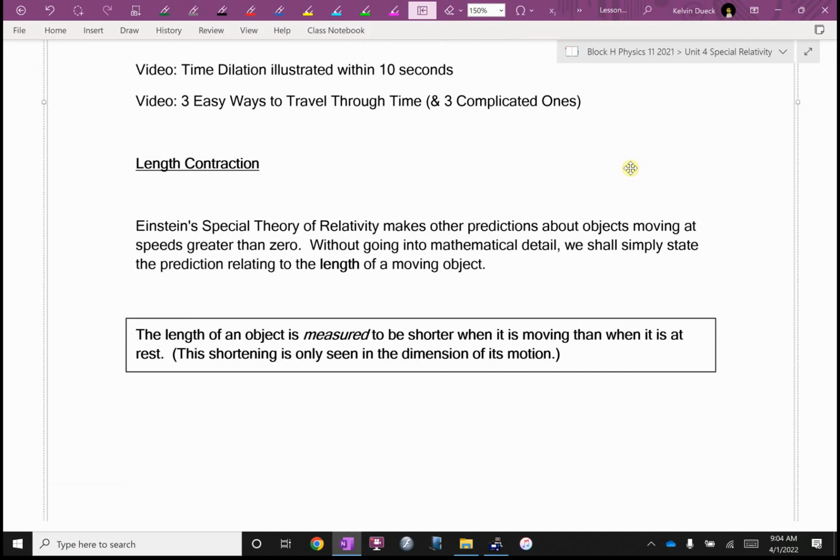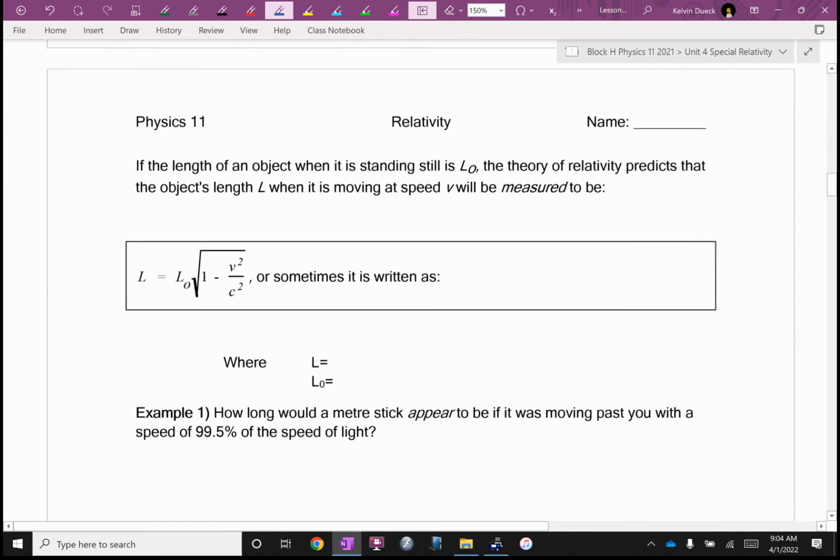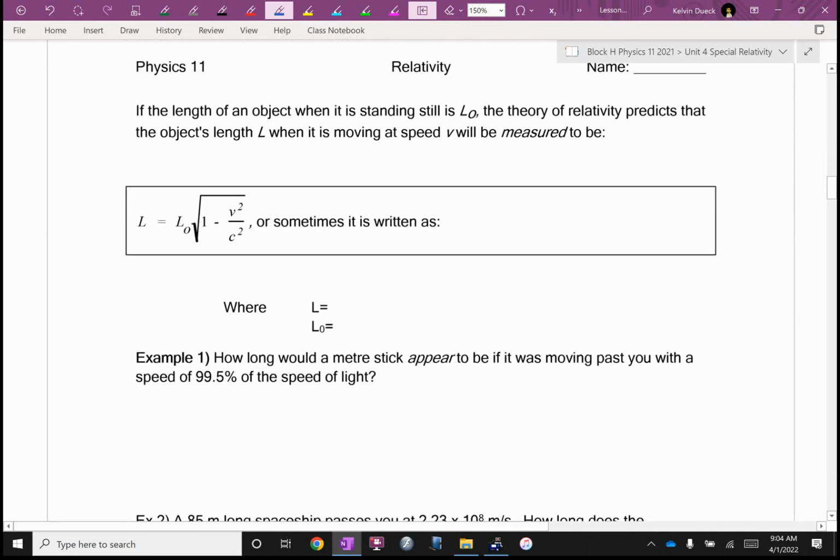So, Einstein's special theory of relativity says this: the length of an object will be measured to be shorter when it's moving than when it's at rest, but this shortening is only seen in the direction of travel, in the direction of its motion. And there's an equation for that too. Next page. This is also on your green sheet.